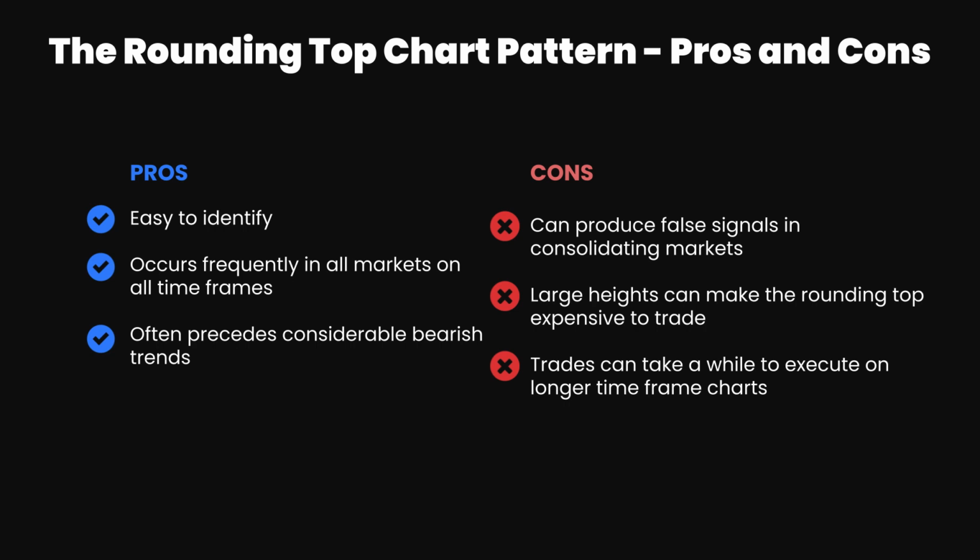Now, on the con side of the ledger, the rounding top can produce false signals in consolidating markets. So when the market flattens out, it can be difficult to trade the rounding top successfully. Also, large heights can make the rounding top expensive to trade, specifically on longer time frames such as your daily, your weekly, or your monthly charts. Lastly, traders can take a while to execute on longer time frame charts. So the longer the time frame chart, the longer you're going to be waiting for the rounding top pattern to set up properly.